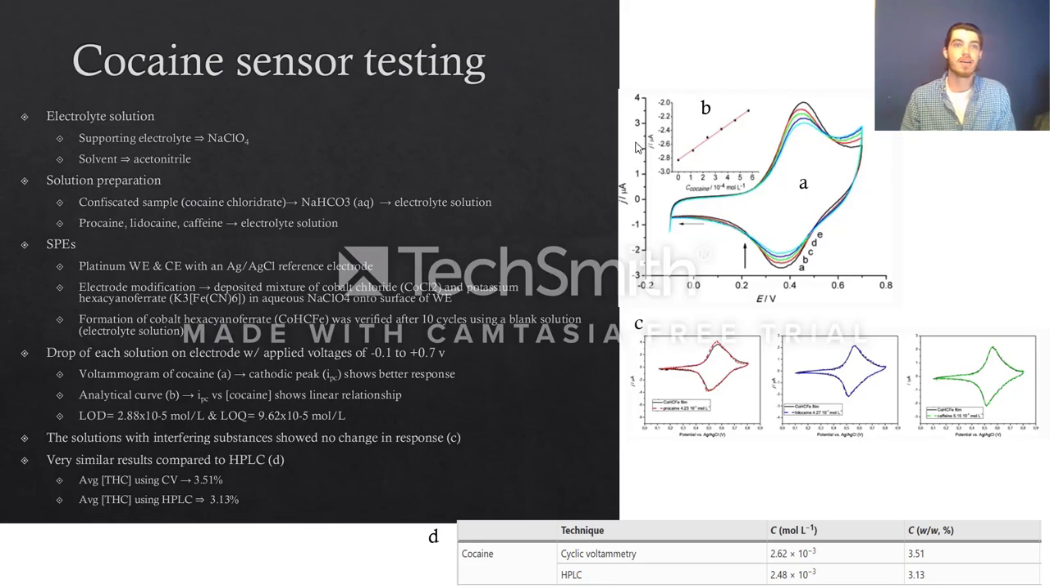For cocaine, a platinum working and counter electrode was used with the silver chloride reference electrode. However, the working electrode in the sensor was chemically modified in order to increase its selectivity for cocaine using a cobalt hexacyanoferrate film. This was used because of its well-defined redox reaction and electrochemical response. The hexacyanoferrate film was used because they have high electron transfer capabilities, making them good electrocatalytic mediators and electrode surface modifiers.